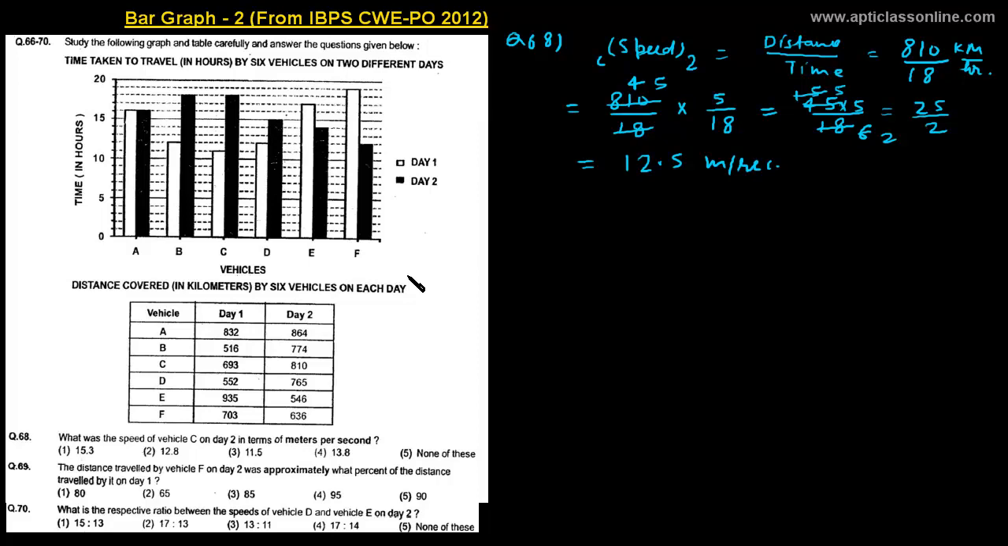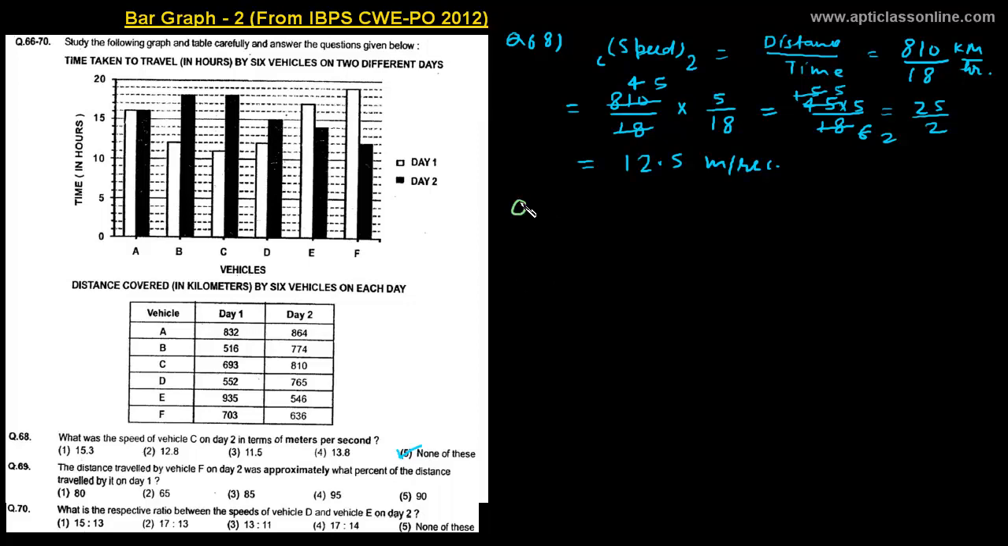Let's check which option is correct. 12.5 meter per second. For 12.5, there is no option, none of these, because it is not written here. Here it is approximate, and the correct value, the exact value, is not given. No option is correct, so here it is none of these. Okay, let's proceed toward the next question.